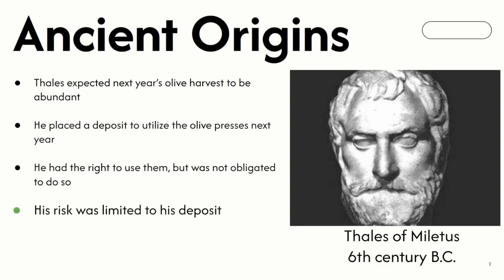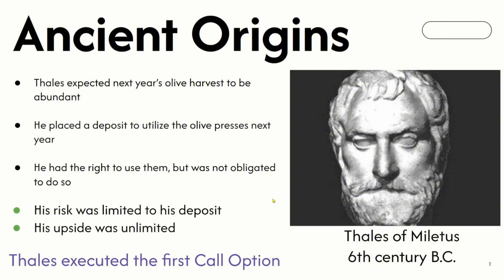So what was good about this? His risk was limited to his deposit. He was basically making a bet, and his maximum loss would be his initial deposit. And his upside was unlimited, right? If the olive supply was very, very abundant, and he could have the rights to those olive presses, he could just keep those olive presses running and make money that way. So Thales executed the first call option.